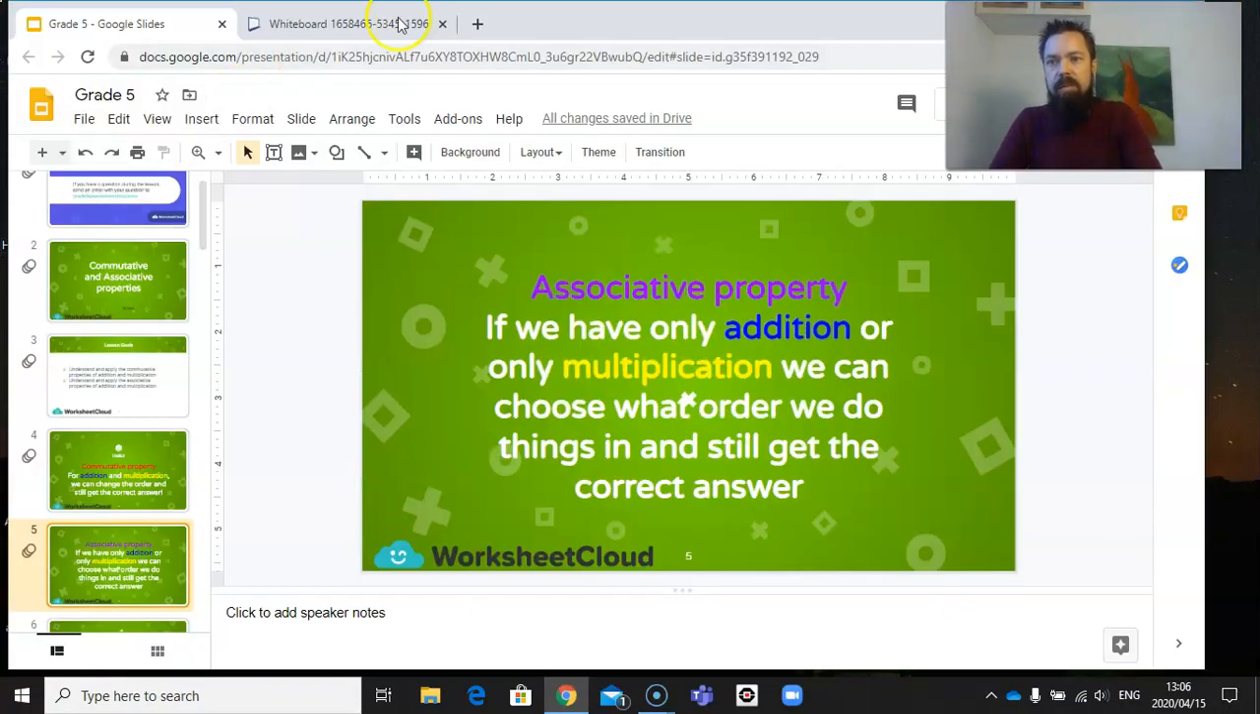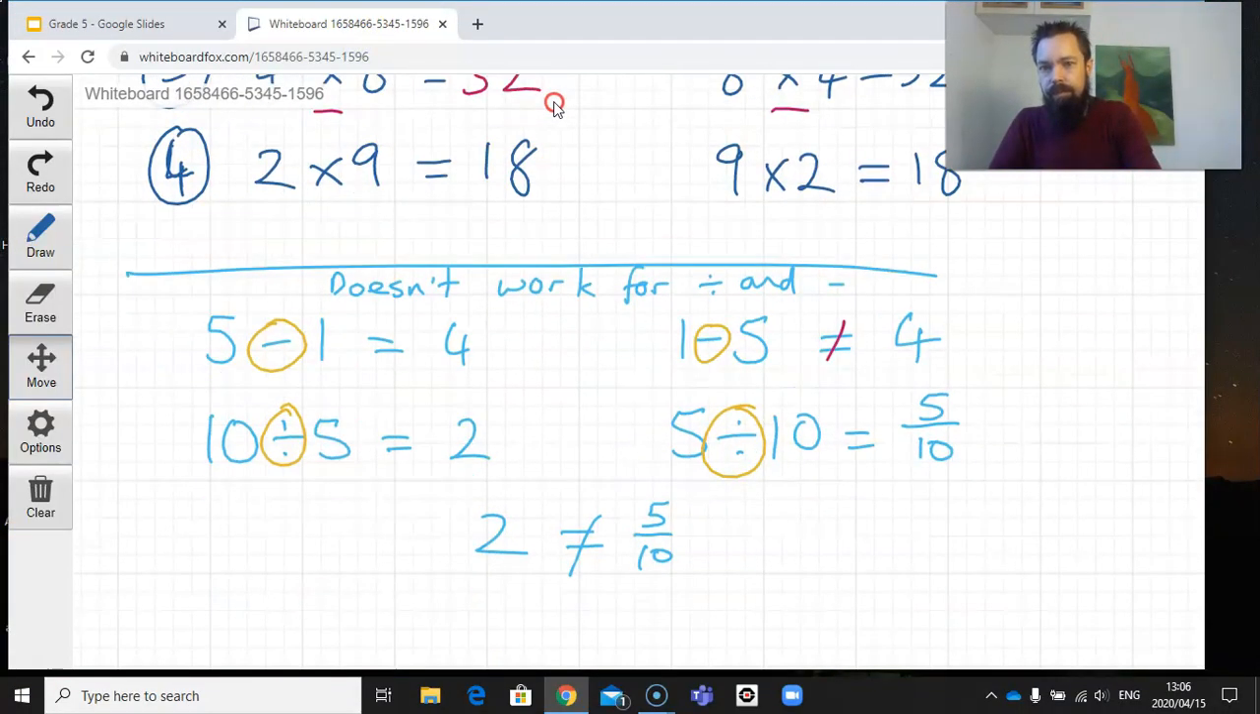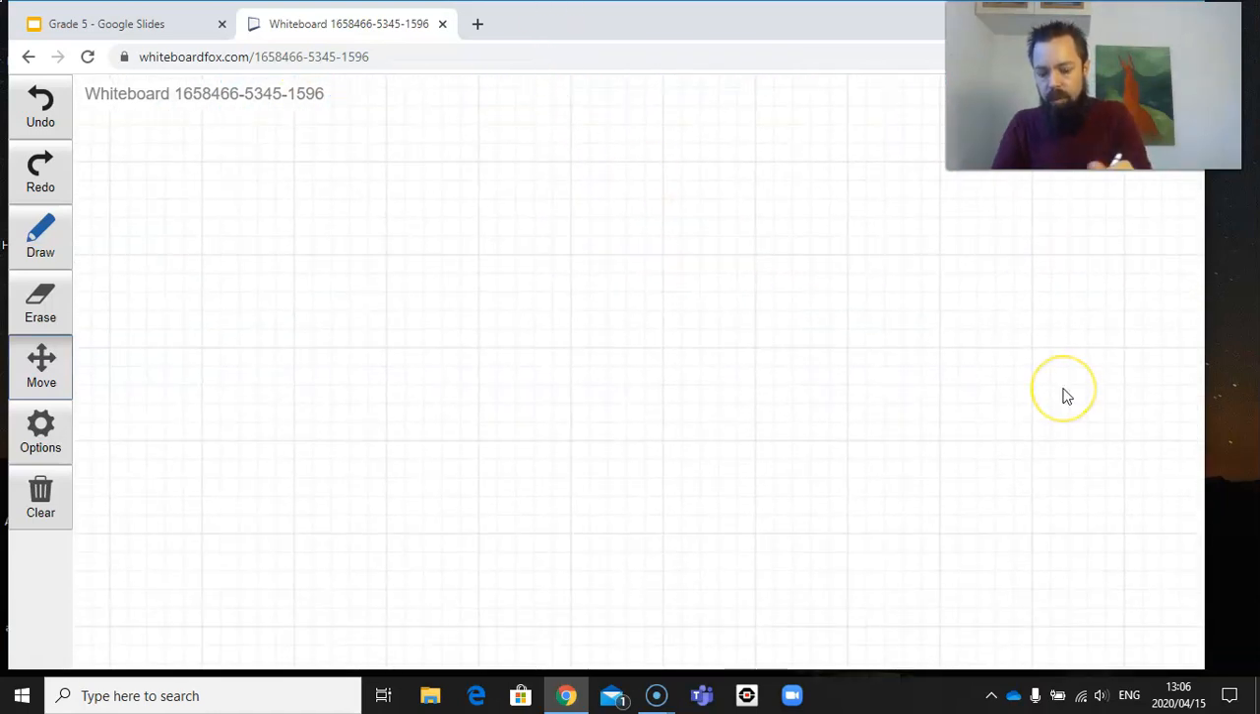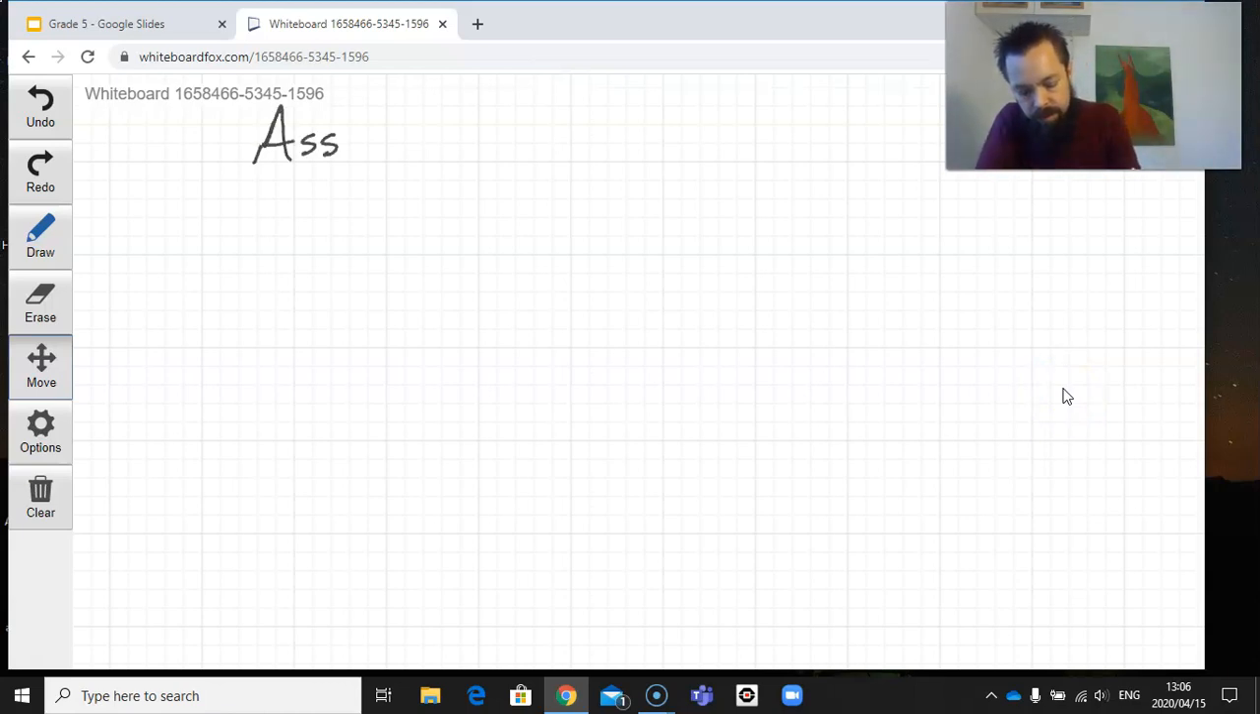Let me show you some examples. We'll put in a heading again. This is the associative property. And again, it's only with times and plus.